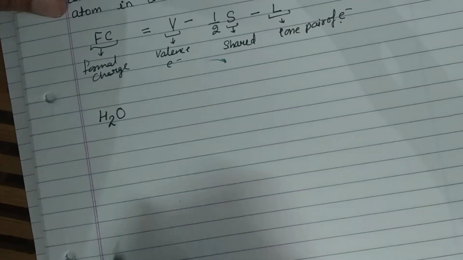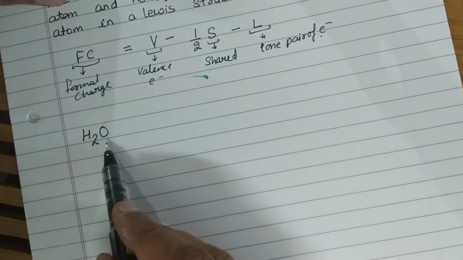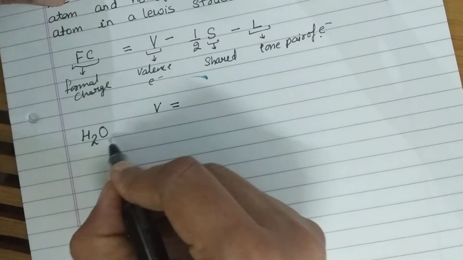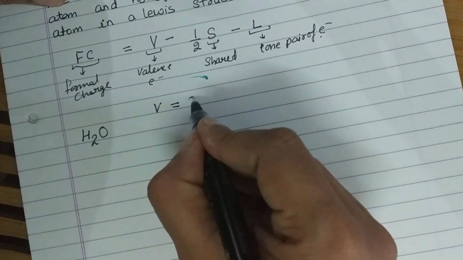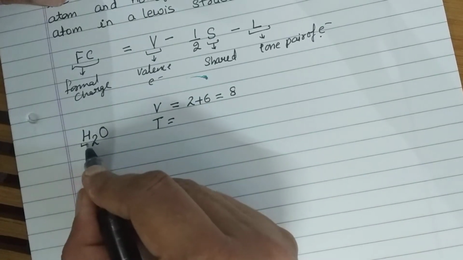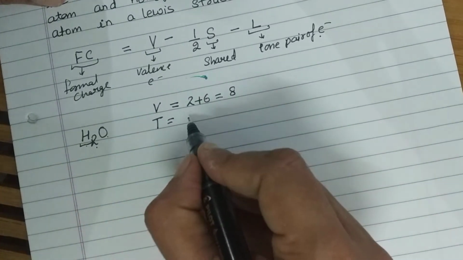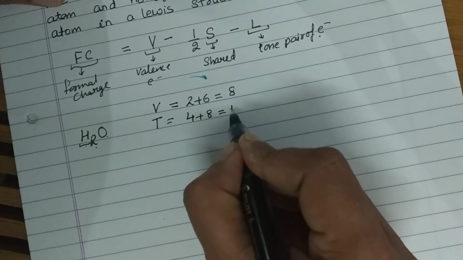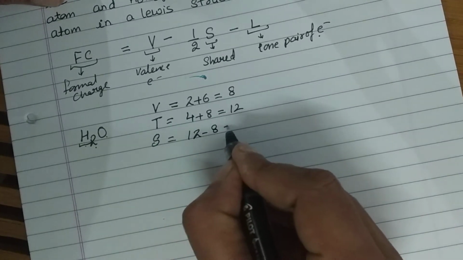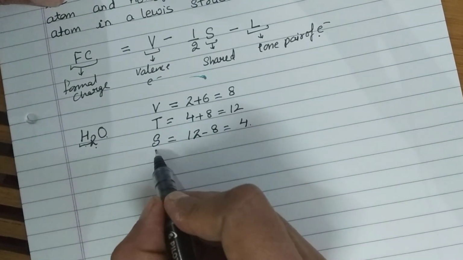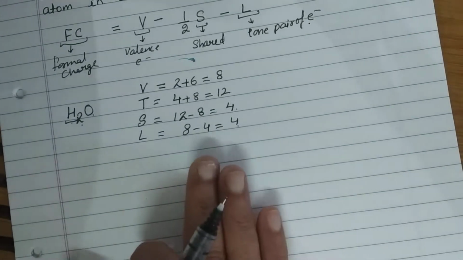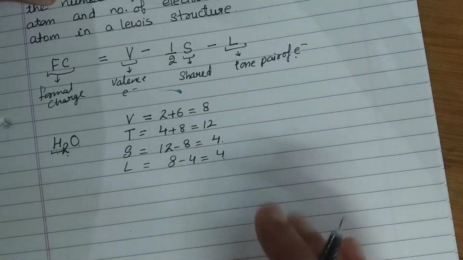Take H2O. The first step is to draw its Lewis structure. First we find the total number of valence electrons, which is 2 and 6, that is 8. Then total electrons required: for hydrogen 2 each, so 4, and 8, that is 12. Shared electrons is 12 minus 8, that is 4, and lone pair electrons is 8 minus 4, that is 4 electrons. On the basis of this information, we draw its structure.